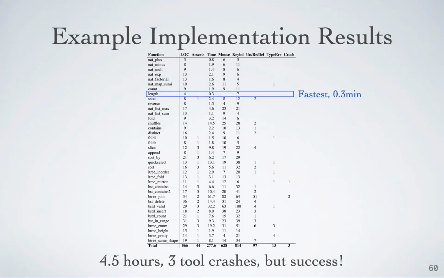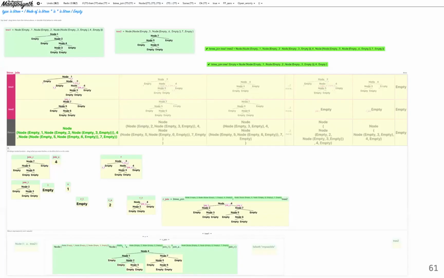The fastest function was list length, of course, done in a third of a minute. The slowest was a binary tree join, which took 62 minutes, 82 mouse interactions, 64 keyboard interactions, and 51 uses of undo, redo, or delete. No type errors, thankfully, but two tool crashes. And this is what it looked like at the end. We'll come back to that.